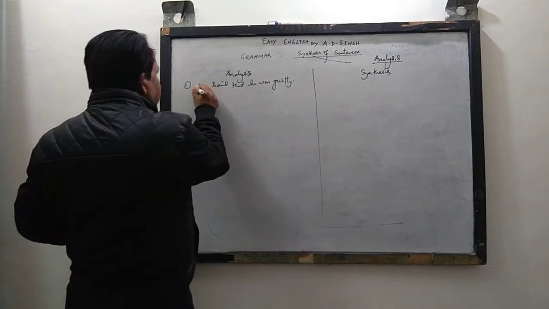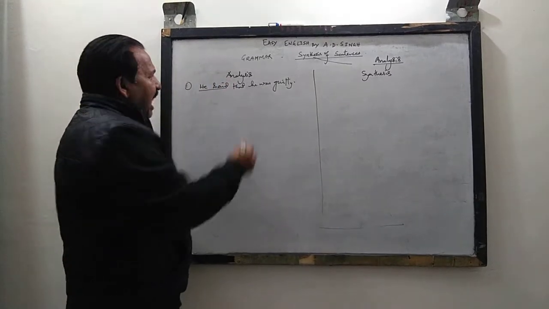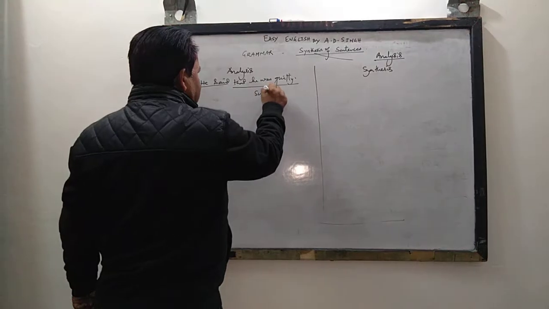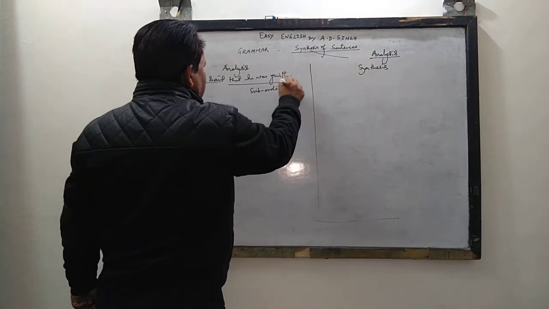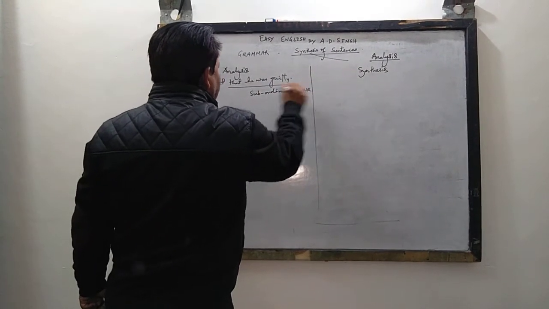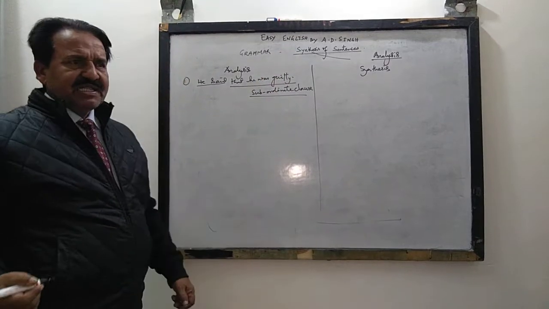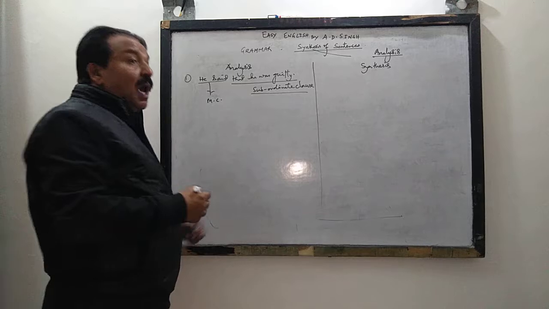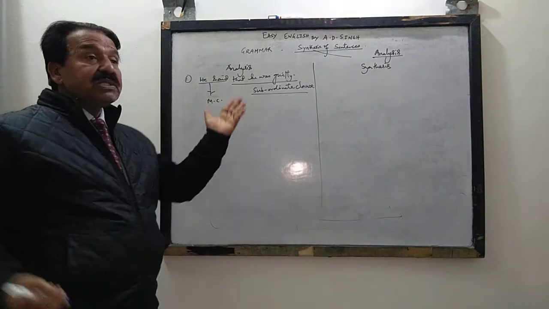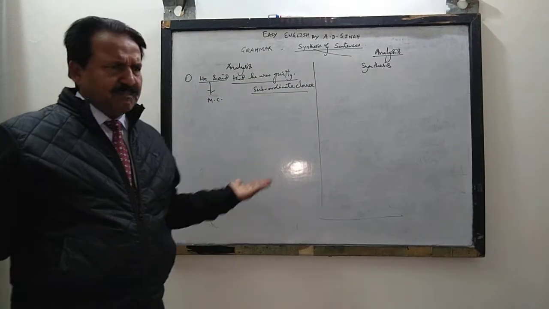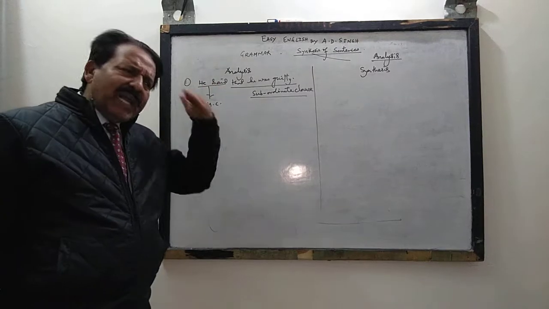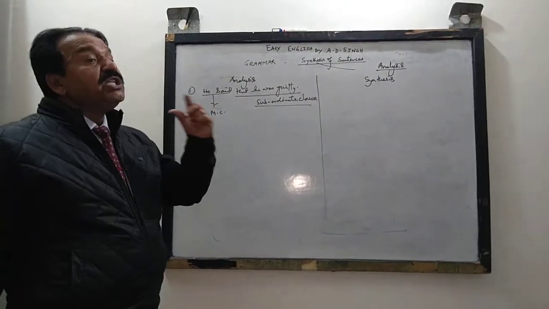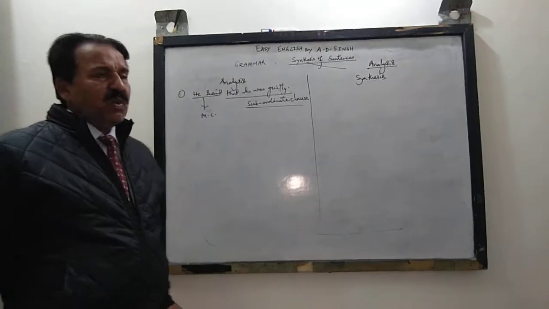The first clause, the main clause, is 'he said.' And the subordinate clause is 'that he was guilty.' Absolutely right. So the helping clause is 'that he was guilty,' and the main clause is 'he said.' Now, how to know which is the main clause and which is the subordinate clause? Very simple. Whenever we analyze a sentence, we should find out the subordinating conjunction.